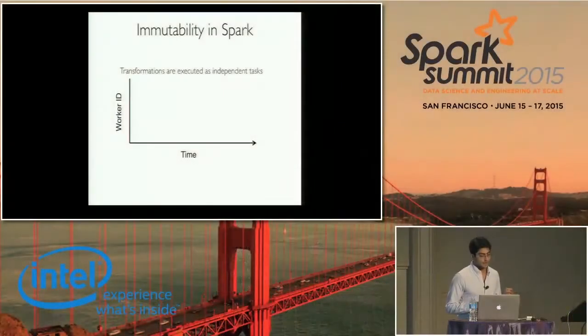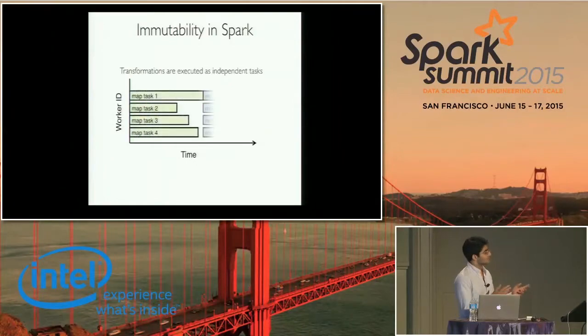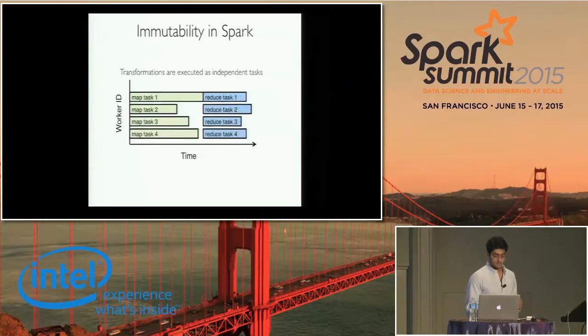So here's the motivation. Spark allows users to build data sets, which are these parallel collections of records. And it lets users manipulate the data sets using data parallel operators like MapReduce or SQL-like operators. Now, Spark executes these transformations by breaking them up into tasks that run concurrently on the cluster. And each task executes independently on its input records and produces separate outputs.